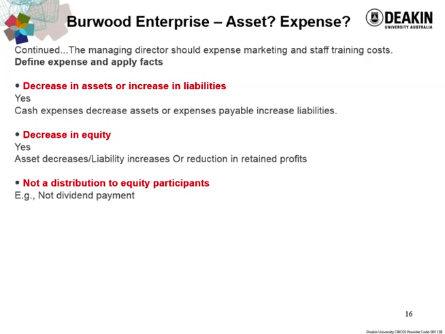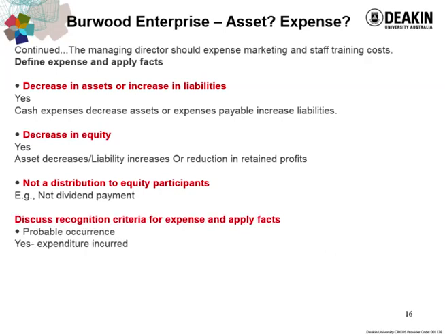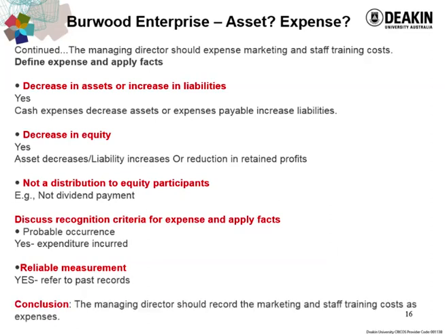Because all the definition criteria are satisfied, we need to discuss the recognition criteria. Is it probable to occur? Yes, marketing and training already occurred. Can they be reliably measured? Yes, because we can always refer to the past records, the past transactions. So there are always invoices and receipts that we can look at. So what is the conclusion here? Because marketing and staff training costs meet both the definition and recognition criteria of expenses, they can be classified as an expense.